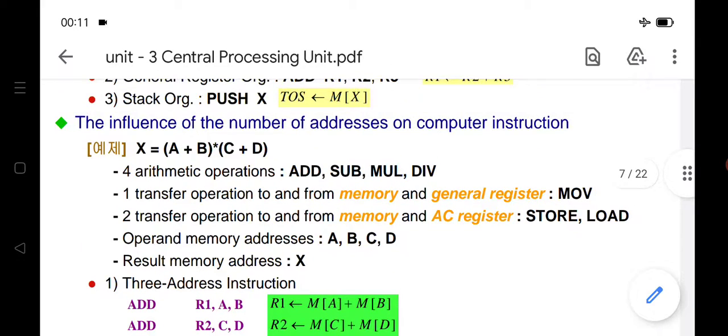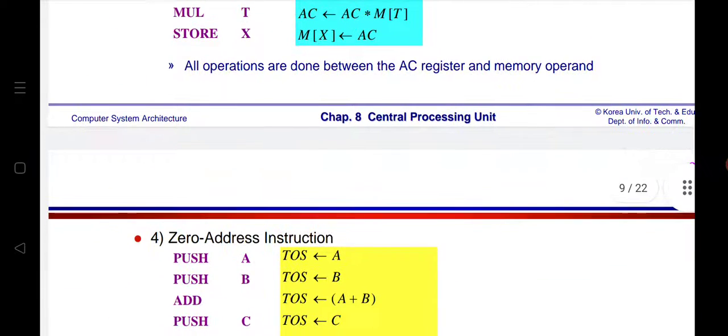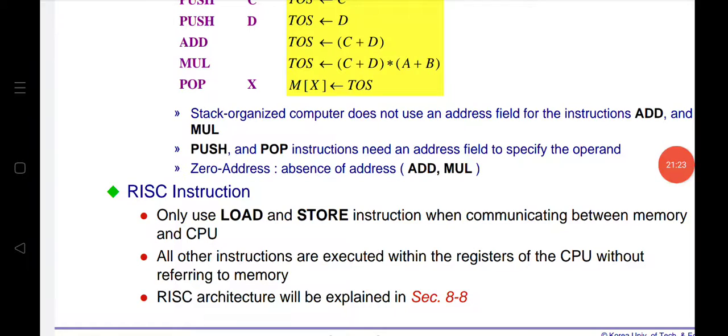So we are done with 3 address instruction, 2 address instruction, 1 address instruction and 0 address instruction. Let us come to the RISC instruction. When you go with a RISC instruction, we use only 2 instructions. Those are nothing but your load and store instruction when communicating between the memory and the CPU. So I will be using only load and store instruction.